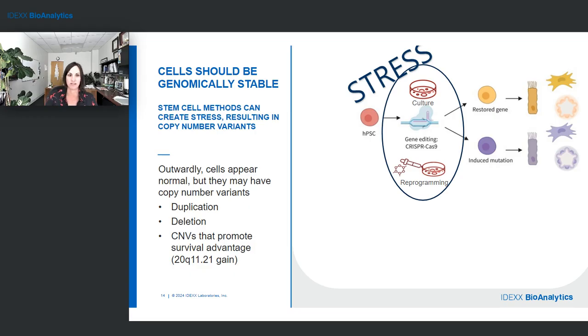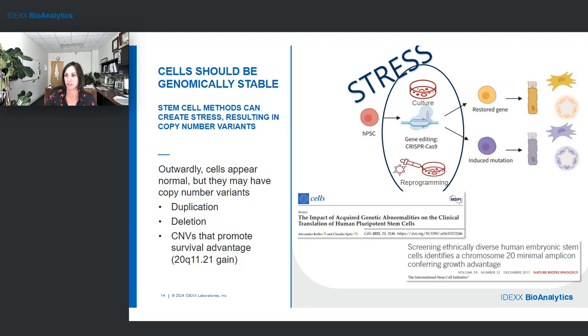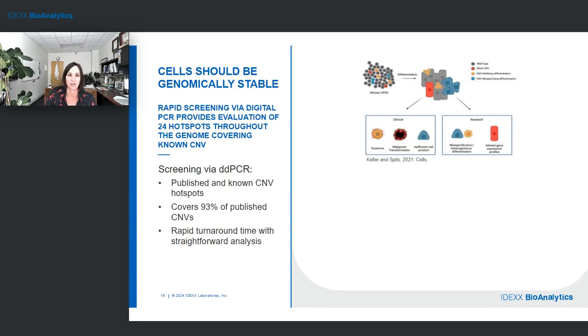Now many of these have been identified and published, including the most common copy number variant, which is the 20q gain, which is shown in these publications here. And this has been shown to promote survival advantage in cells in vitro, so it makes sense why this would most commonly be found in these. So identification of cells that can exhibit the CNVs is important to ensure overall cell health, as these may have negative downstream effects, as shown here in this 2021 publication.